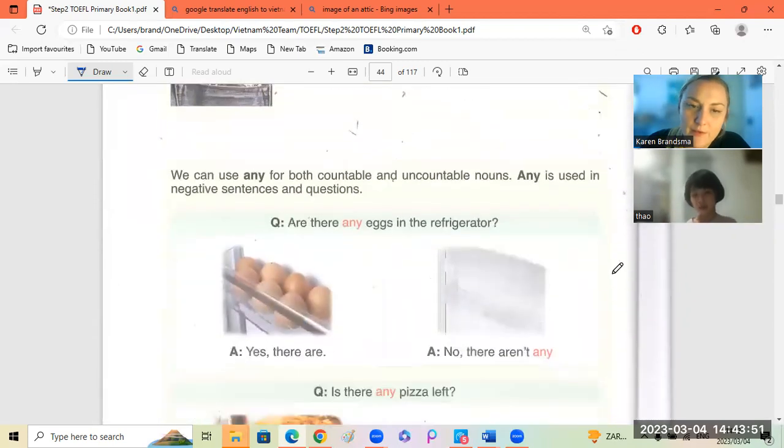Okay, very good. We can use any for both countable and uncountable nouns. Any is used in negative sentences and questions. Can you read it for me, Tom? Are there any? Yes, there are. No, there aren't any.